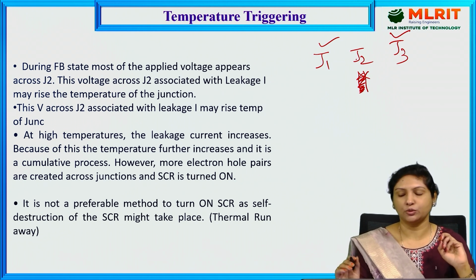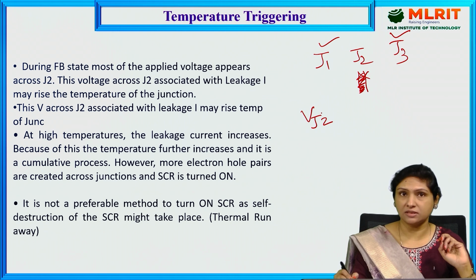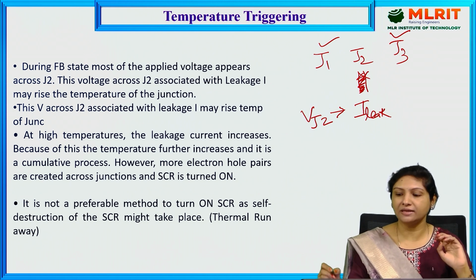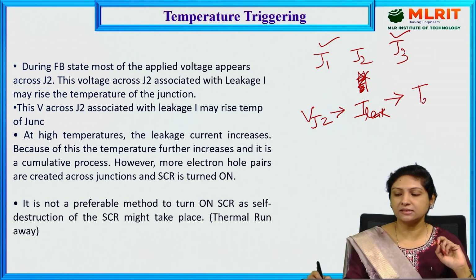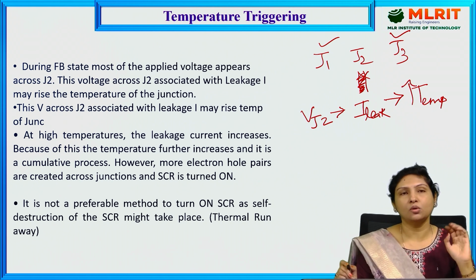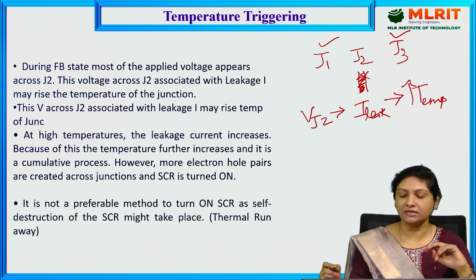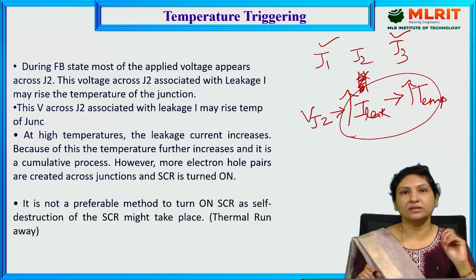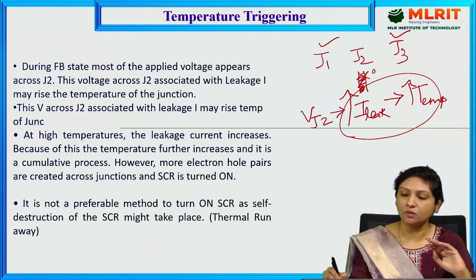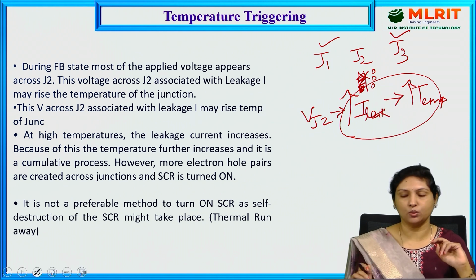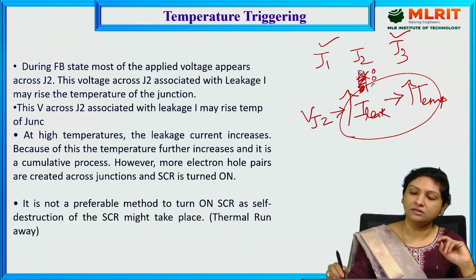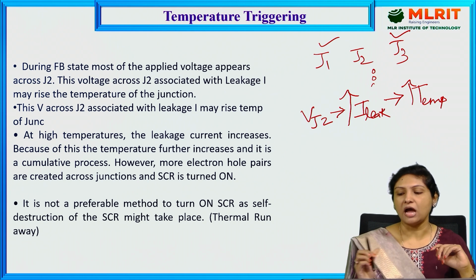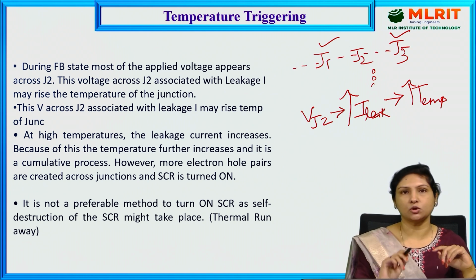across the junction J2. Because of the applied voltage across J2, leakage current flows through the device. And because of the leakage current, the temperature of the junction increases. When temperature increases, a further increase in leakage current takes place, and this is a cumulative process. So more electrons reach this junction J2, a number of collisions take place, and finally the junction J2 disappears. The depletion layer disappears completely, which allows free flow of electrons through it.